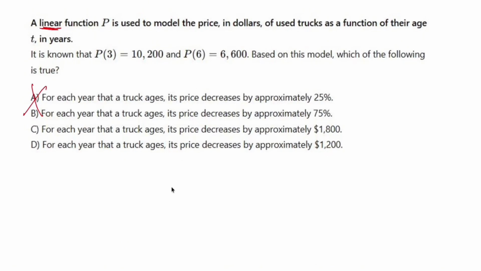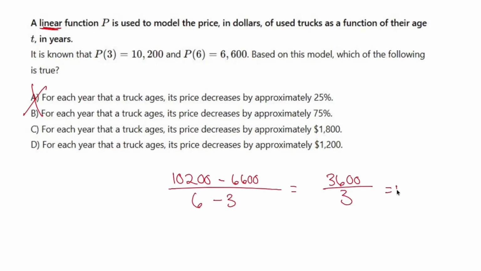Well, let's do this. If it starts at year 3, if it starts at $10,200, and now it's $6,600, right? And that was from year 3 to year 6, so we'll do 6 minus 3. We could kind of use the average rate of change to see what this is going to be. So 10,200 minus 6,600 is going to be 3,600. All that divided by 3 is going to be $1,200. So what you're seeing is this goes down by $1,200 every year from year 3 to year 6.